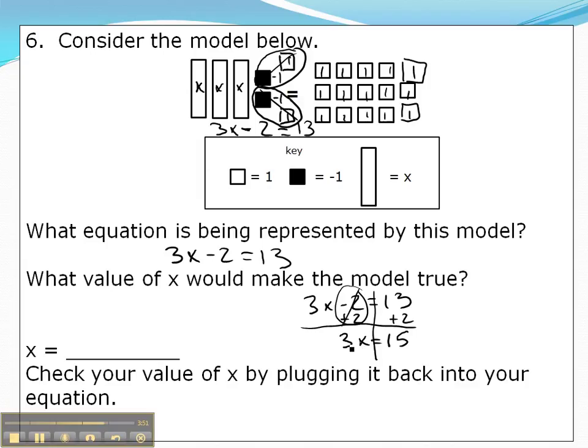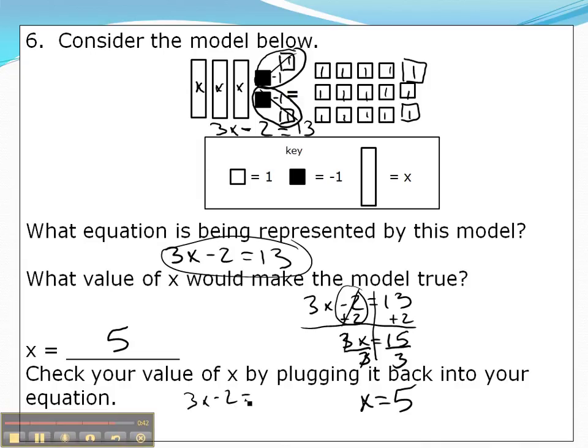Now I'm multiplying x times 3. I can undo that multiplication with the inverse operation for multiplication, which is division. So divide both sides by 3. 3 divided by 3, that goes away, so we just have x on the left side, because 3 over 3 is 1. So x equals 15 divided by 3, which is 5. So x equals 5. We're going to check the value by plugging it back into our original equation.